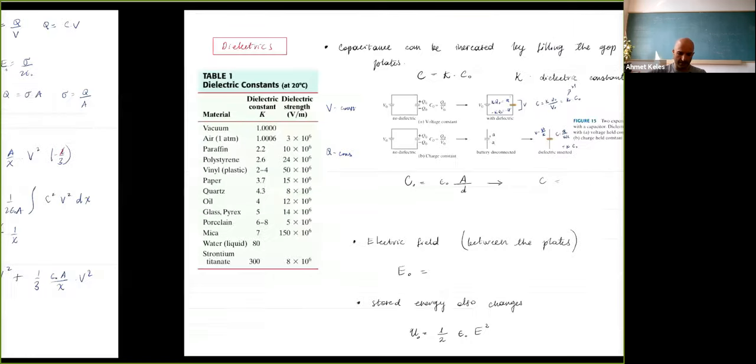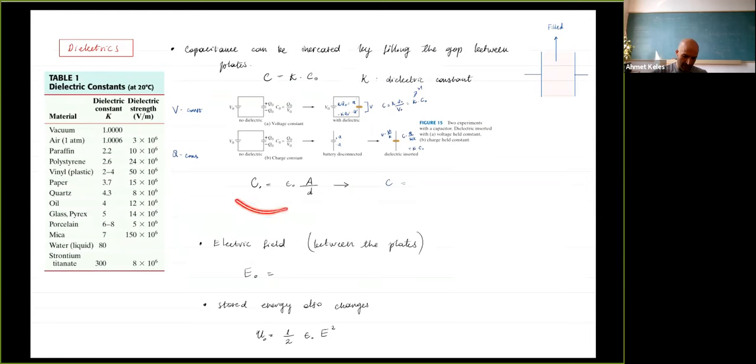So now let's look at the formula we derived earlier. Earlier we said the capacitance was epsilon naught A over D. Now in this new case, it's going to be kappa epsilon naught, or K epsilon naught, times A over D. And this thing, I want to give it a name. I call it epsilon, the epsilon without the zero, and it's called the material permittivity.